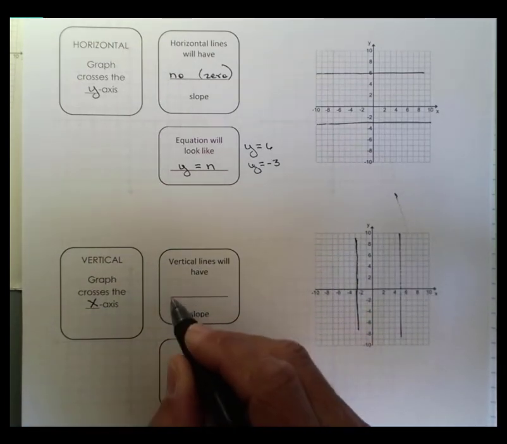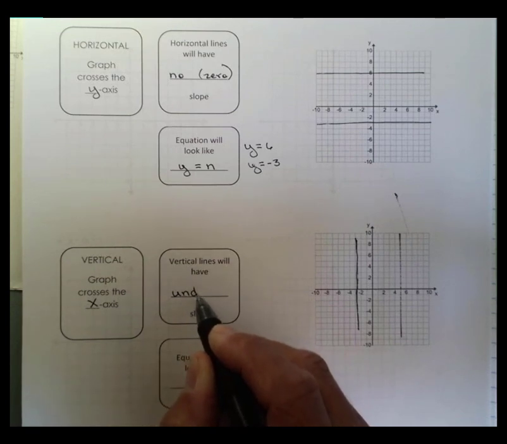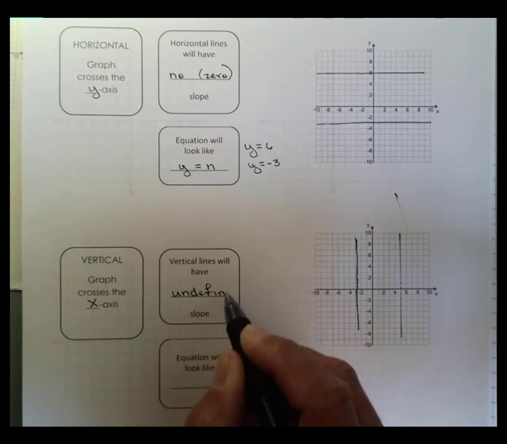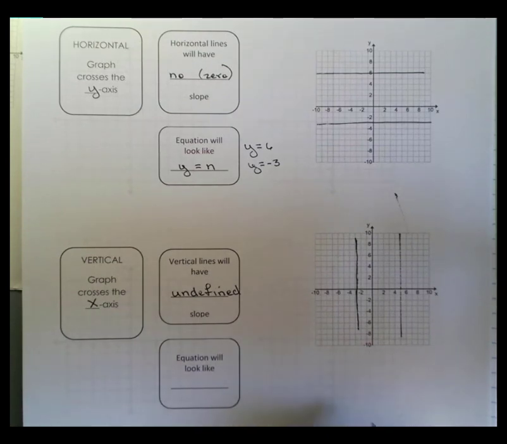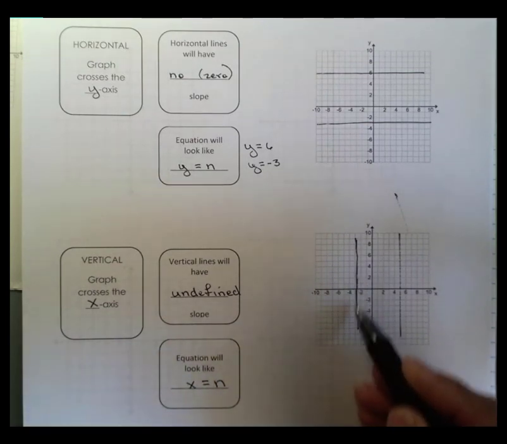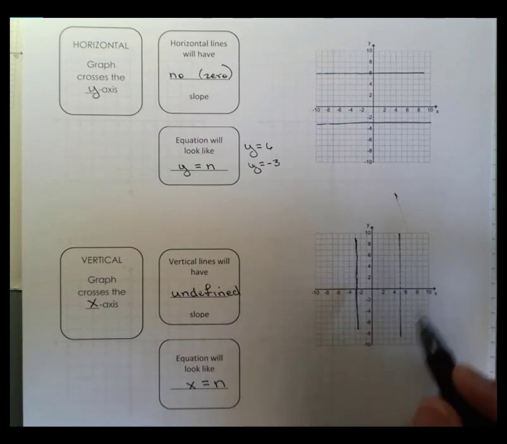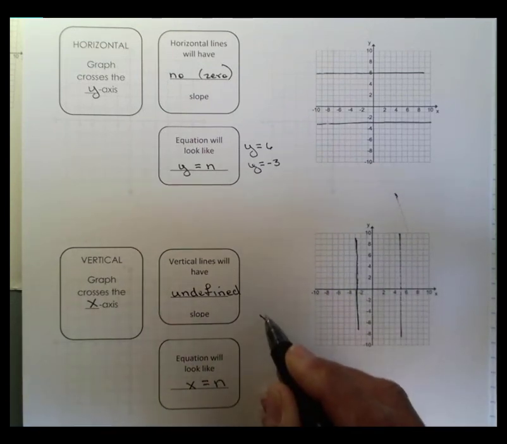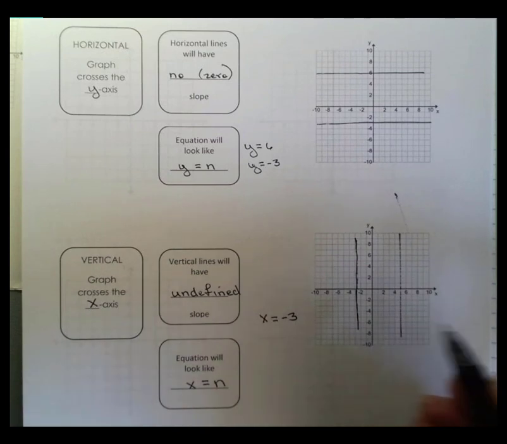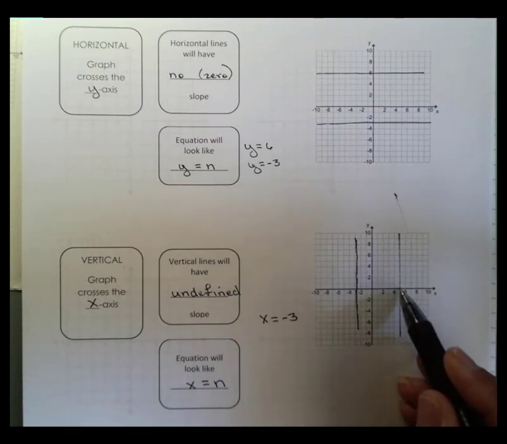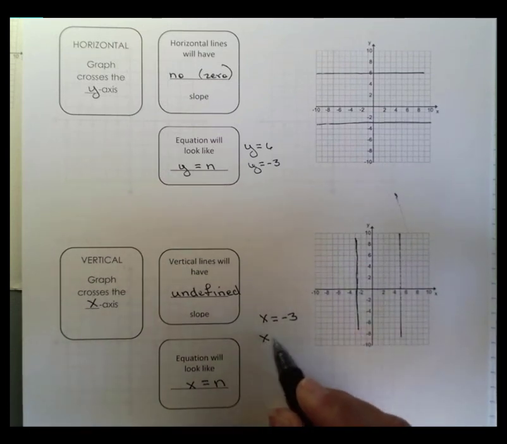Now we say vertical lines have an undefined slope. Or we can also say that they don't have a slope, okay? It's different from having a zero slope when you don't have a slope at all. The equation's always going to look like x is equal to a certain number. The first one I drew, that looks like -3, doesn't it? This would be x equals -3. And the other one looks like x is 5 here, so that would be x is equal to 5.